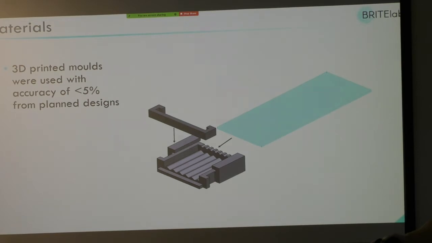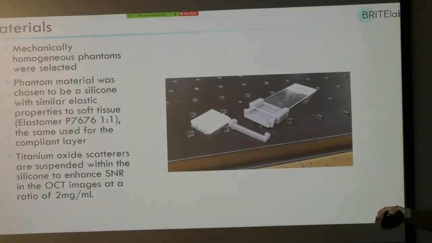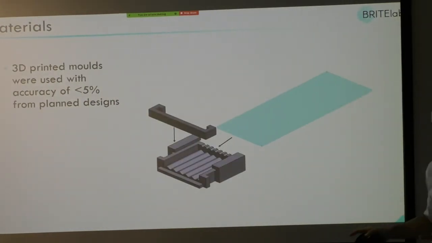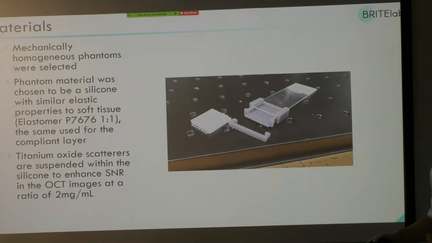So I made 3D printed molds. These were designed in SolidWorks. The accuracy of the molds is within 5% of the planned designs. They're mechanically homogeneous phantoms, chosen to have similar elastic properties to soft normal tissue. The same material was used for the phantom and the compliant layer to minimize the impact of friction between them. Titanium oxide scatterers are suspended in the phantom to increase the OCT signal.